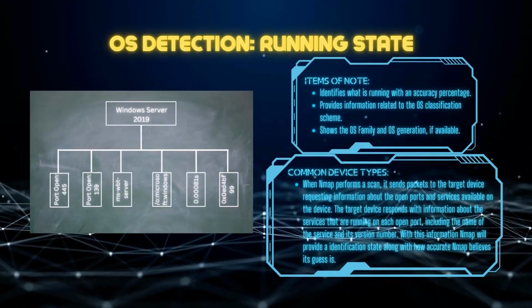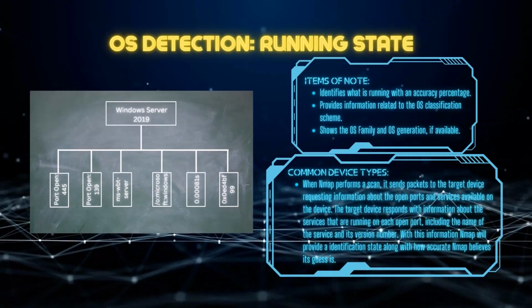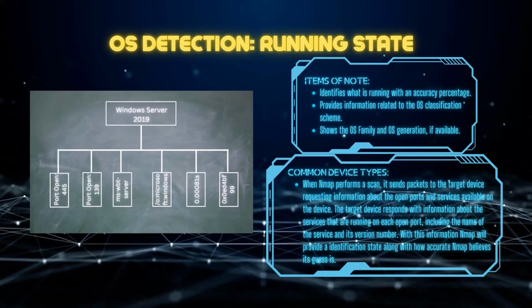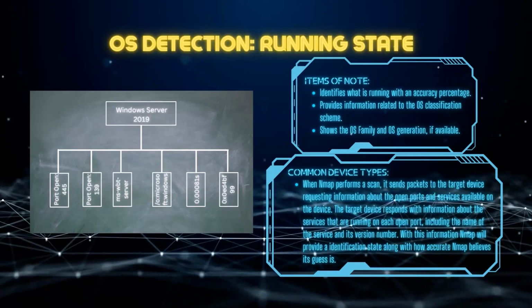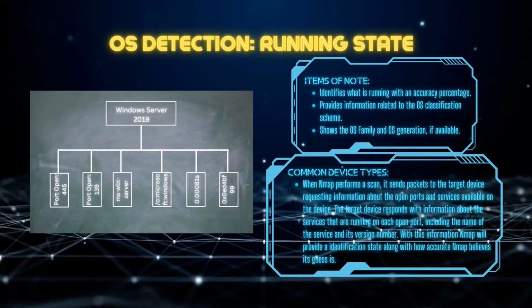The Running attribute provides information related to the OS classification scheme and shows the OS family and OS generation if available. When Nmap cannot accurately identify the OS generation, it shows multiple options separated by the pipe symbol. If Nmap finds too many OS families to print concisely, it will omit the line.